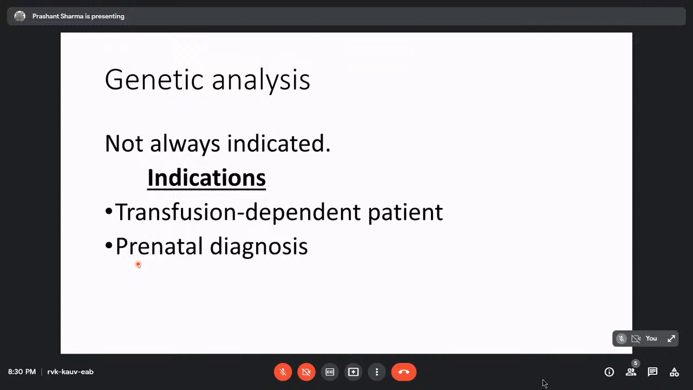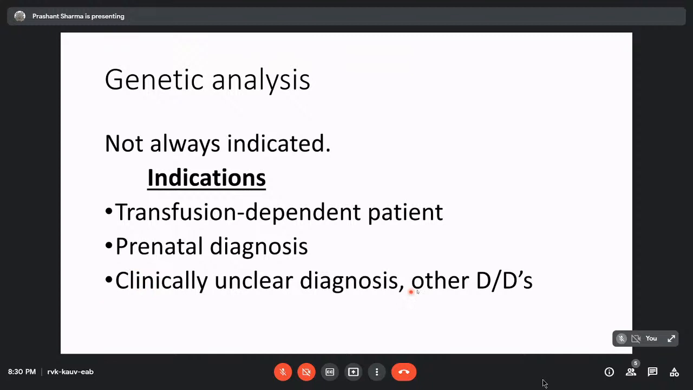And then another group sometimes is patients who have clinically unclear diagnosis and where other differential diagnoses have not been excluded. So let me just explain this. Occasionally you'll have a child who's at 8 months or 10 months of age with a high F and hepatosplenomegaly and anemia, and both his parents are beta thal trait. But remember that 2 beta thal traits have a 25% chance, in every pregnancy, of having a child who's thal major. So that doesn't clinch the diagnosis. Their being thal trait doesn't clinch the diagnosis for the kiddo, right?